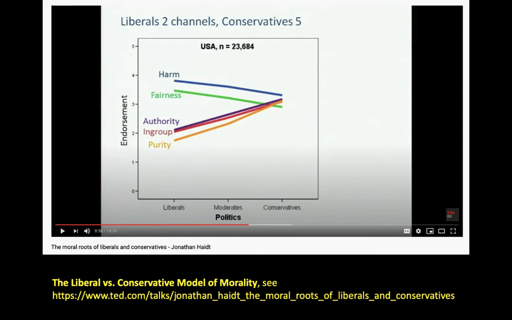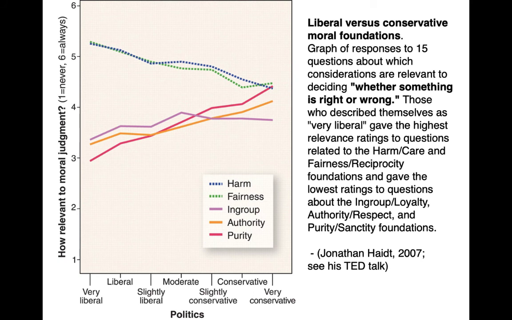Here's the liberal versus conservative model of morality, in this case described by psychologist Jonathan Haidt. There's a short video linked to this in Canvas. You should have a look at it. It's very interesting. He postulates that basically liberals have 2 morality channels while conservatives have 5, and there are these differences. Liberal versus conservative moral foundations.